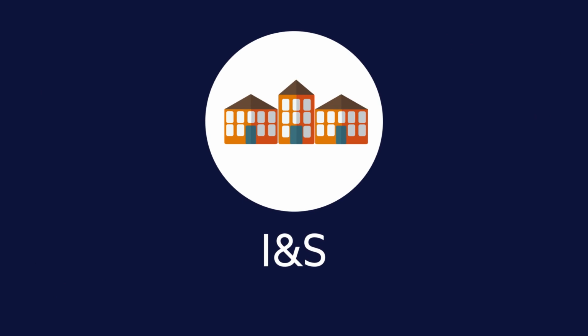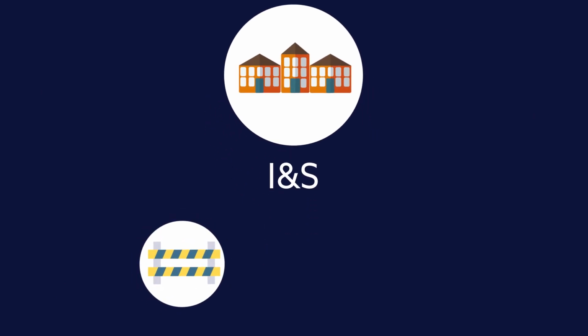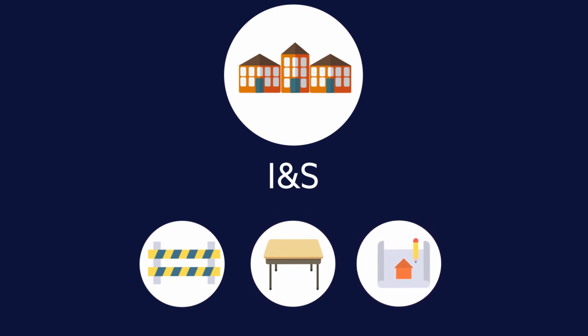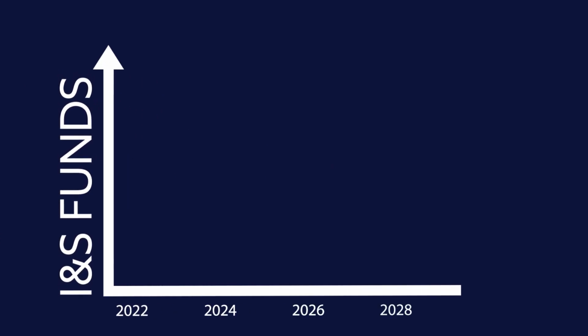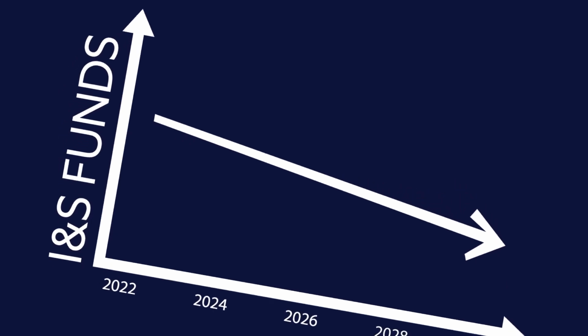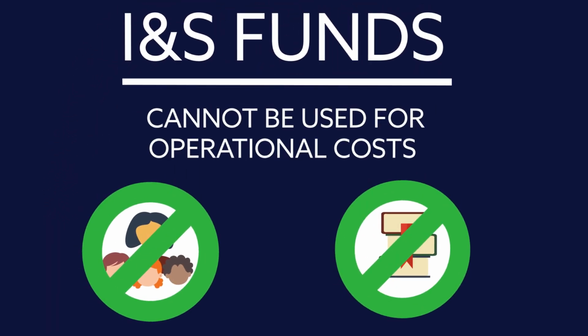INS funds can only be used to pay off bonds sold for construction and capital improvements to facilities. Bonds are also issued to buy furniture, equipment, and to purchase land. These are your long-term expenses paid for over a number of years. INS funds are used to pay off these bonds and cannot be used for operational costs, such as salaries and supplies.